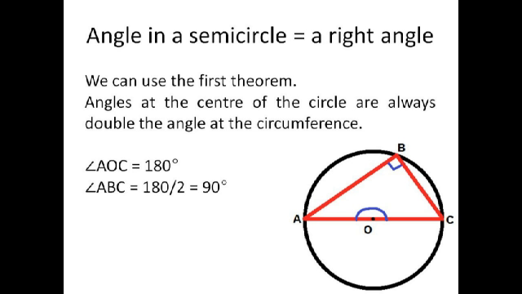We can use the first theorem, which is that angles at the centre of the circle are always double the angle at the circumference, to prove that angles in a semicircle, so basically if we have a line in the middle, any angle within that semicircle will be a right angle, because we've got our diameter in the middle, which is a flat line, and angles on a flat line, so AOC, are always 180 degrees. So we know that ABC is half of angle AOC, so it must be 180 divided by 2, which is 90 degrees, which is a right angle.